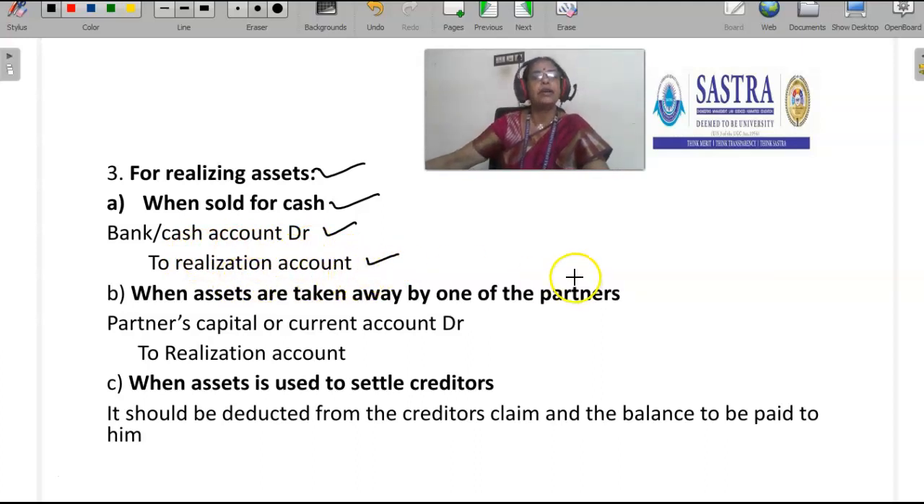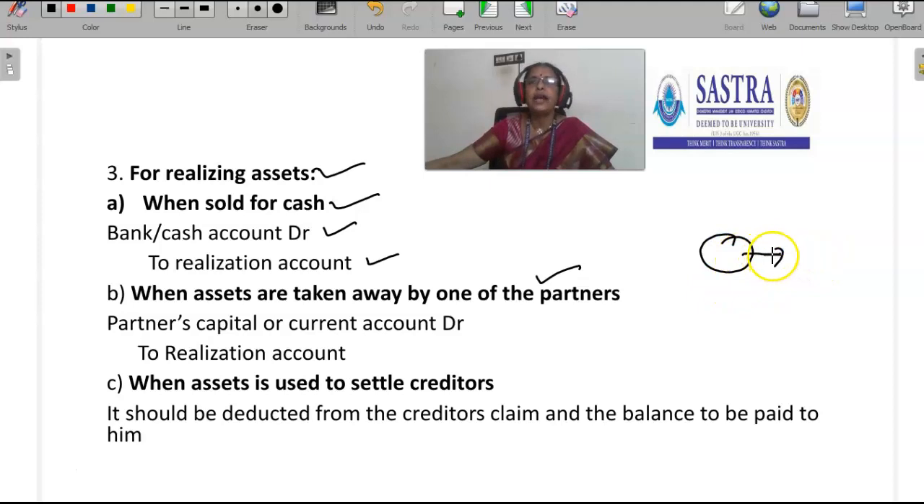When they sell the property or assets for cash, the entry would be bank account debit or cash account debit to realization account. Sometimes one of the partners may take the assets. Suppose there is an old typewriter in the firm. That old typewriter or computer may be taken away by one of the partners, A, B or C. B may take the old typewriter or computer which is in the business firm.